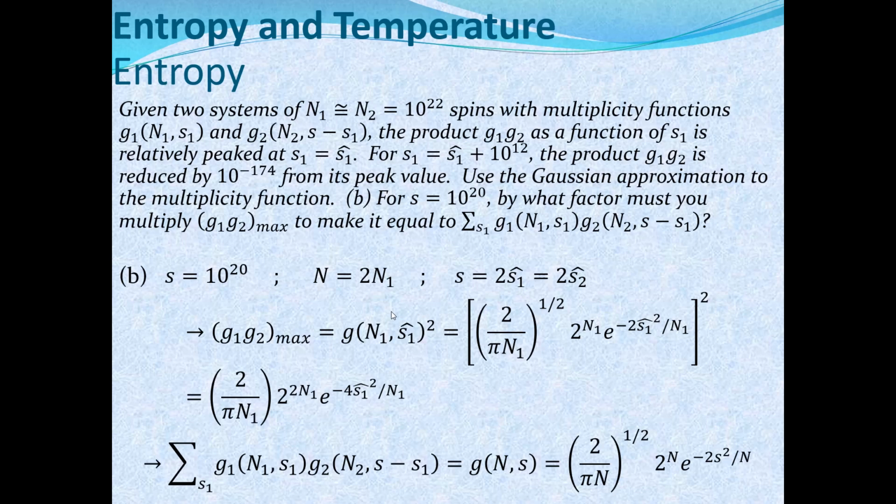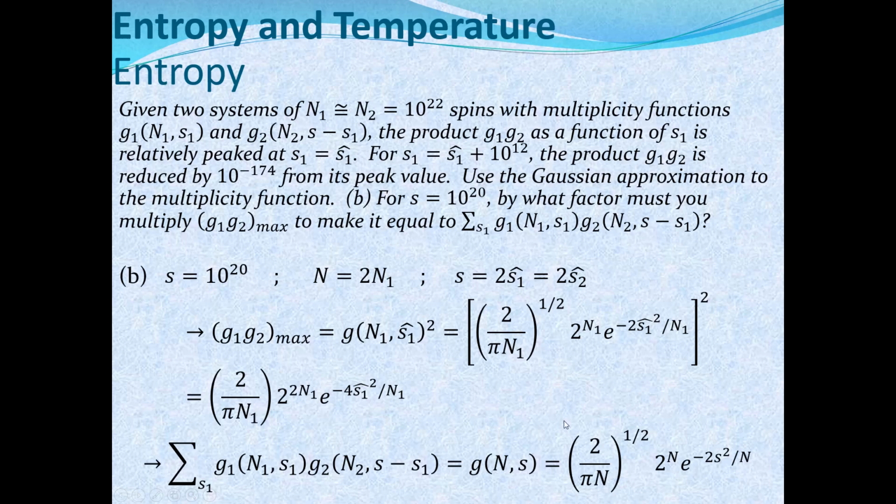Since N1 and N2 are the same, that means S1 and S2 have to be the same at the most probable configuration. So I just want to state that really quick. All right, taking a step back, using this equation, this is just another definition for the total available states.